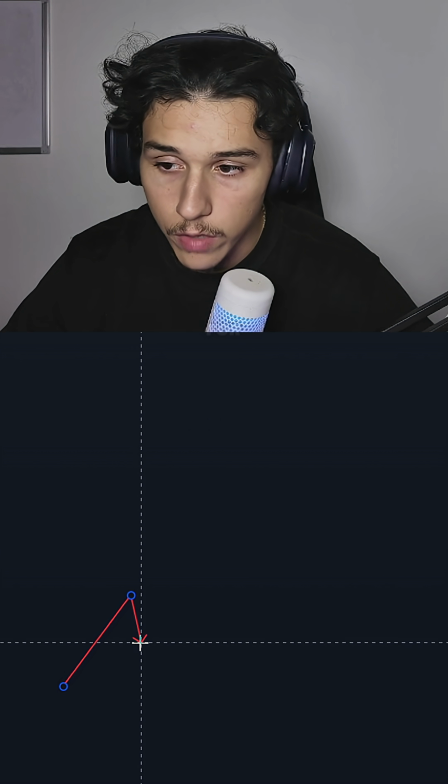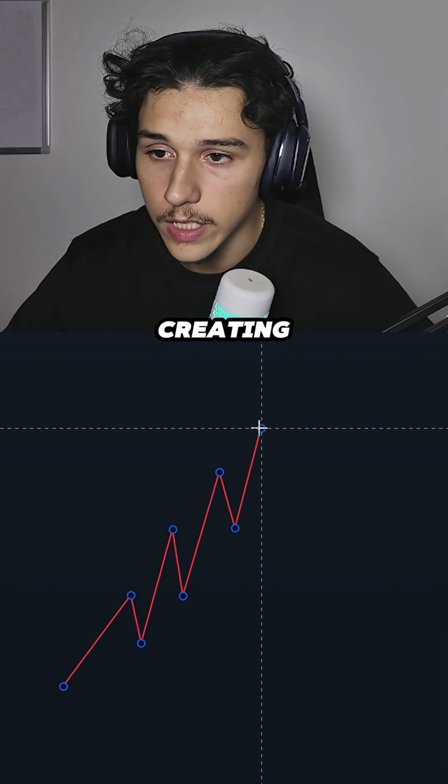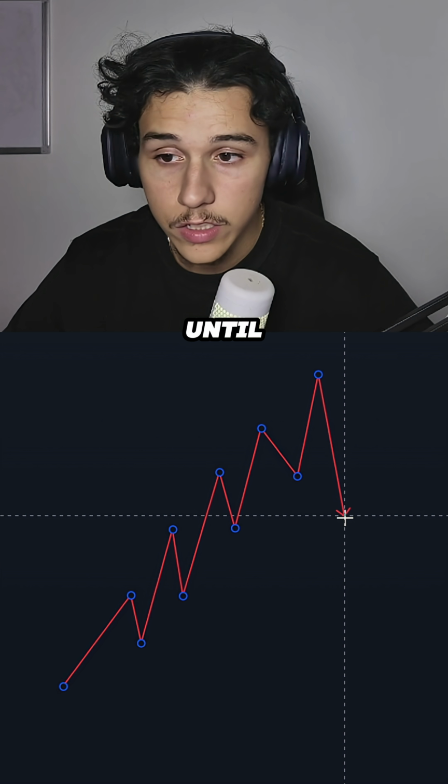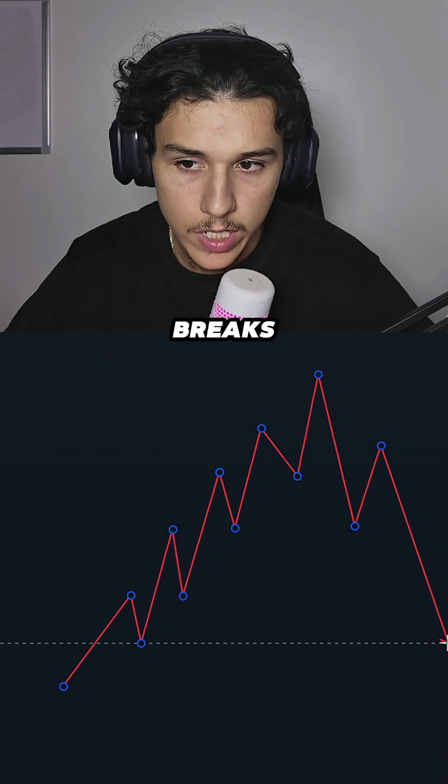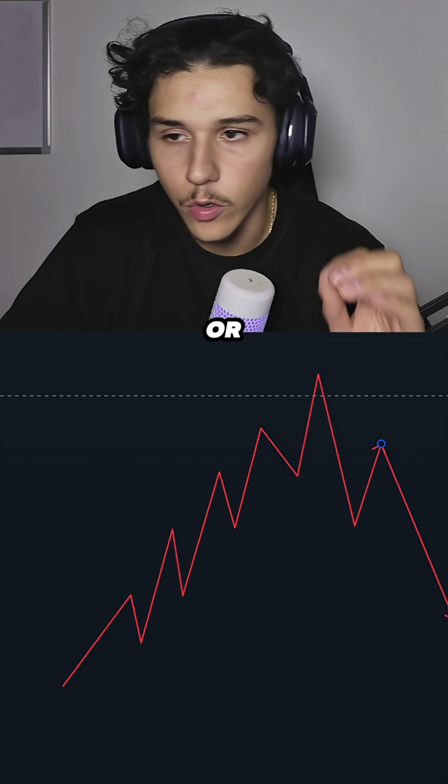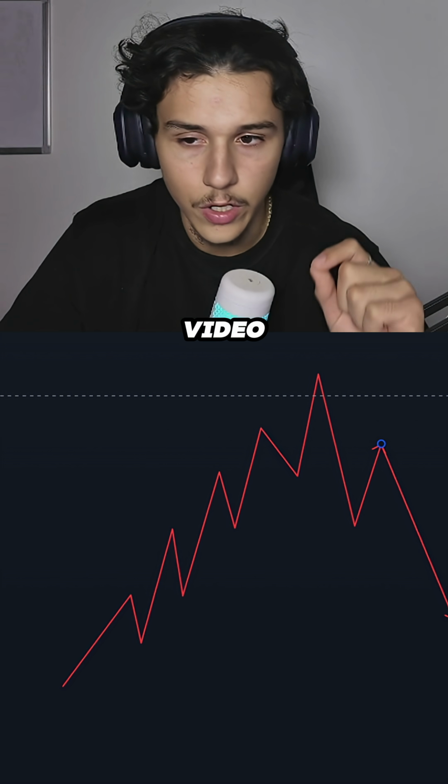Now, a trend could go on for as long as it wants, right? As long as it's creating higher highs and higher lows, it's a trend until the trend breaks. And when the trend breaks, that's called a break of structure or a reversal. Now, if you want to learn how to spot a reversal or a break of structure, there will be a part 2 to this video, so make sure to watch that.